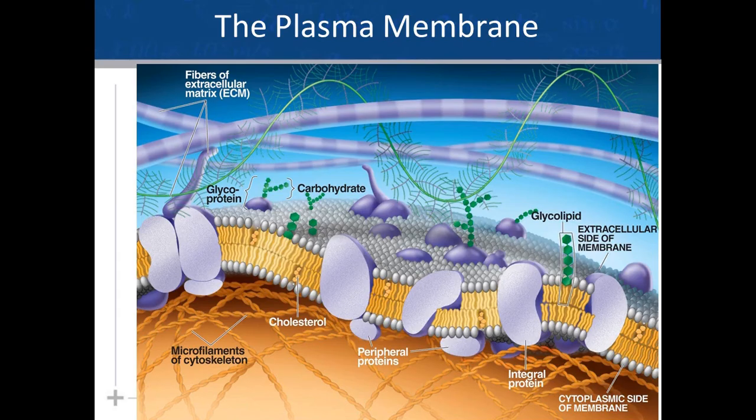You've seen this illustration before. It's of a plasma membrane, and remember the structure of a plasma membrane. It's composed of a bilayer of phospholipids. Inserted into that bilayer are proteins, kind of like a mosaic. So this is called the fluid mosaic model of the plasma membrane.